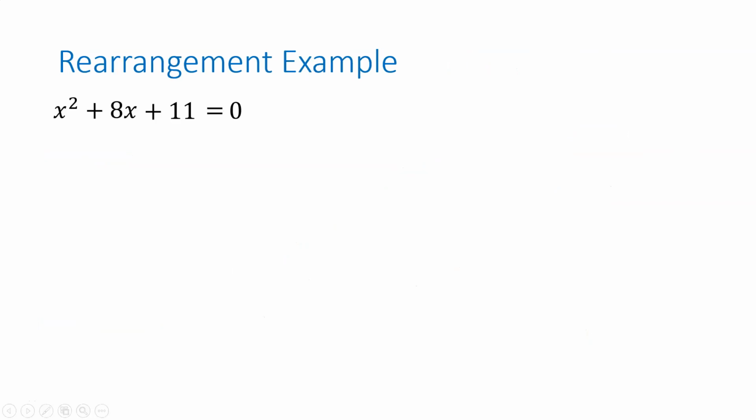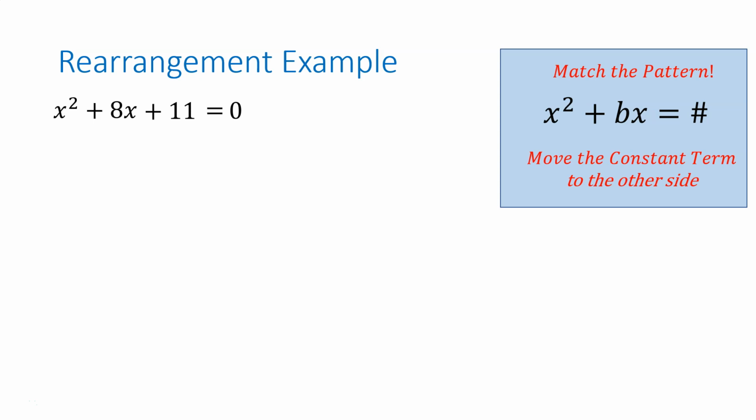So we have x squared plus 8x plus 11 equals 0. In order to match our pattern, we have to move the constant term to the other side. We can do that by subtracting 11 from both sides. When we do that, we get x squared plus 8x equals negative 11. An alternate way to do this is to move the 11 to the other side, but when it switches sides, it becomes negative. However you do it, we've matched our pattern, and we can do what we did earlier to complete the square and solve for x.